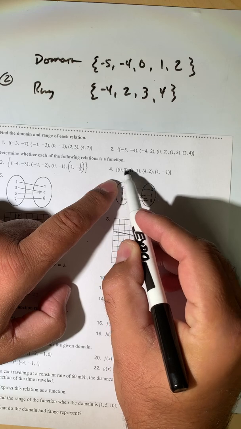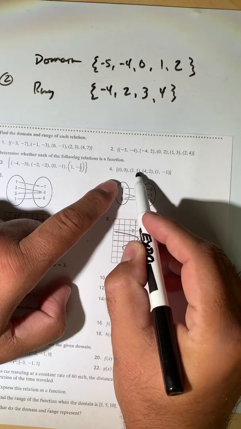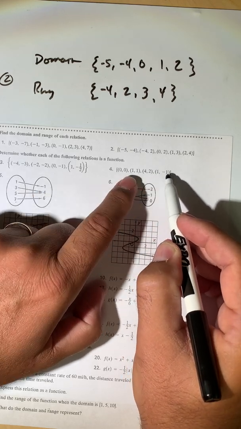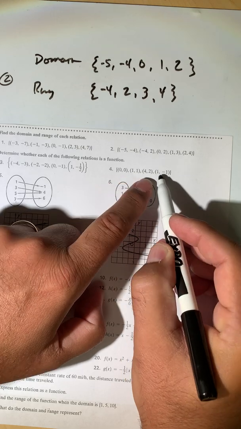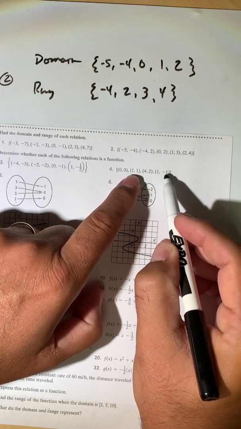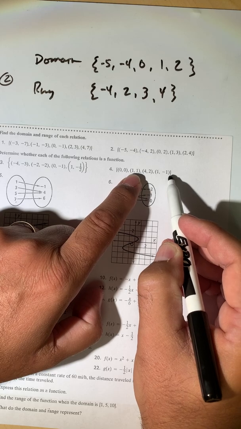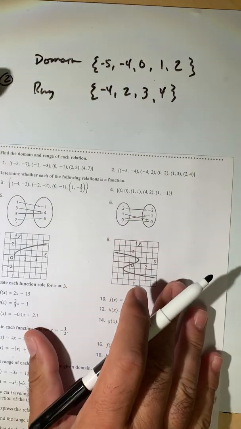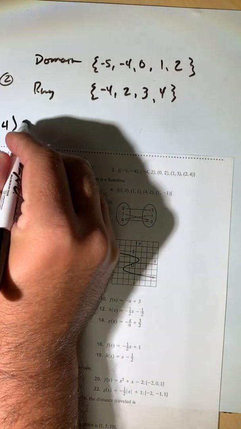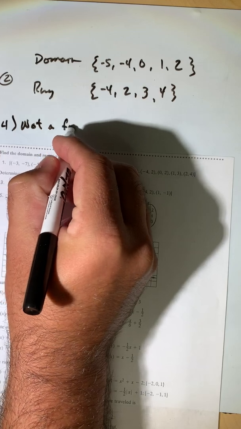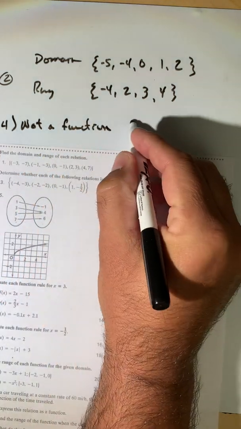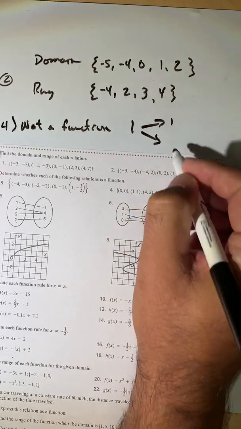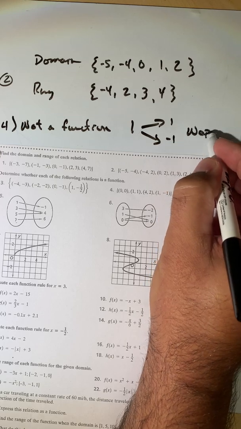So 0 gives me 0, and 0 doesn't give me anything else. 1 gives me 1, and 1 doesn't give me anything else. 4 gives me 2, but 1 gives me -1, right? So this one gives me a 1, and then this one gives me a -1. So if I said, hey, your input value is 1, what's your output value? You have a choice. Therefore, this is not a function. So for number 4, that thing is not a function, right? Because 1 gets mapped to two different things. 1 gets mapped to 1, and 1 gets mapped to -1. So therefore, nope, not a function.